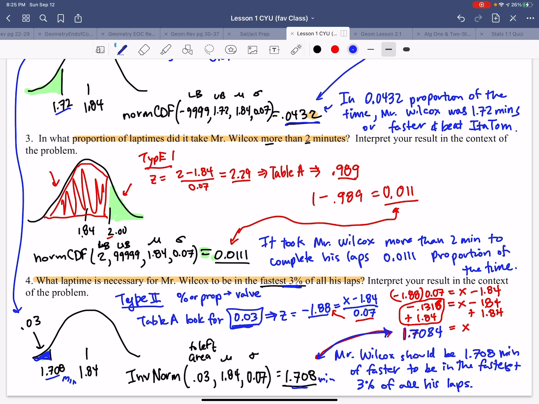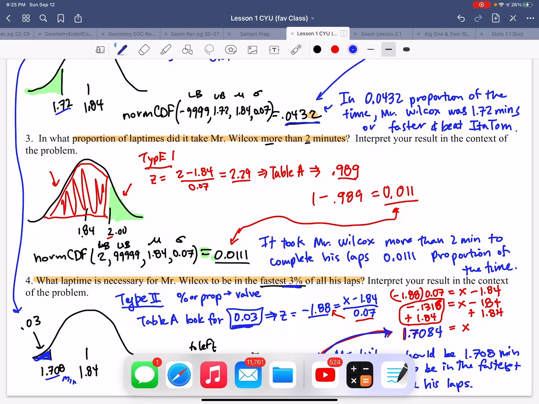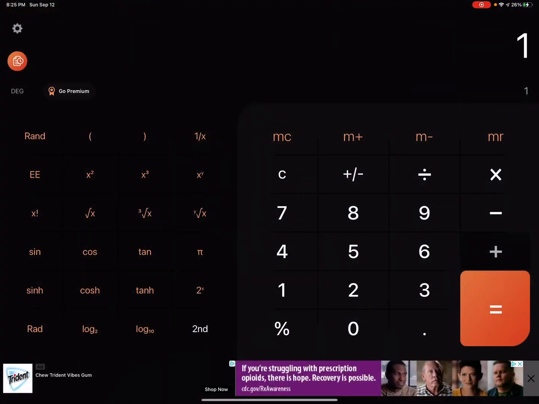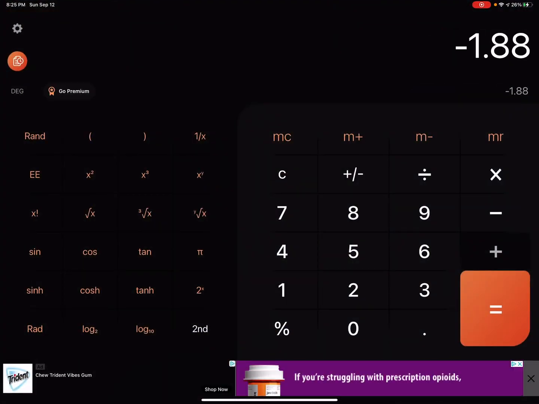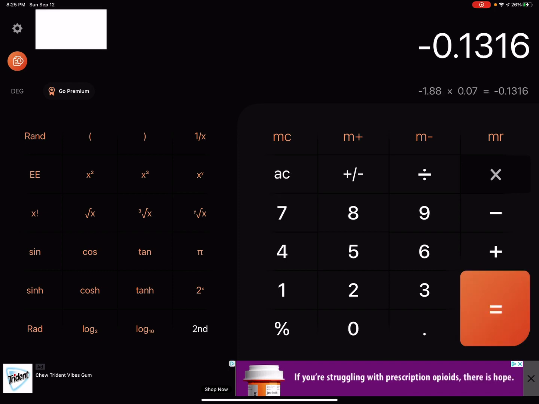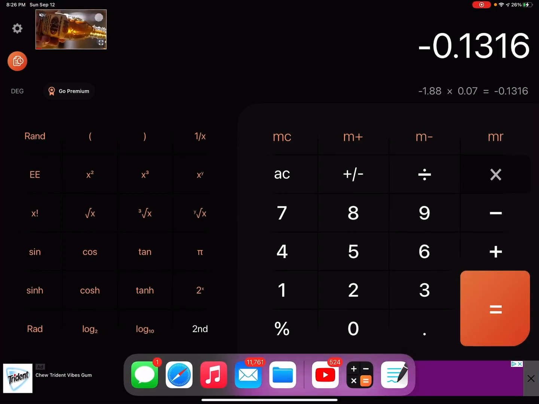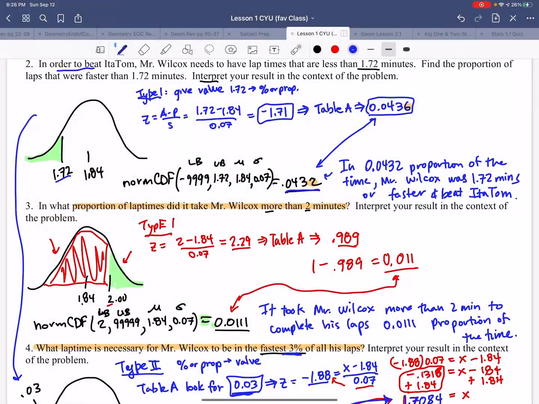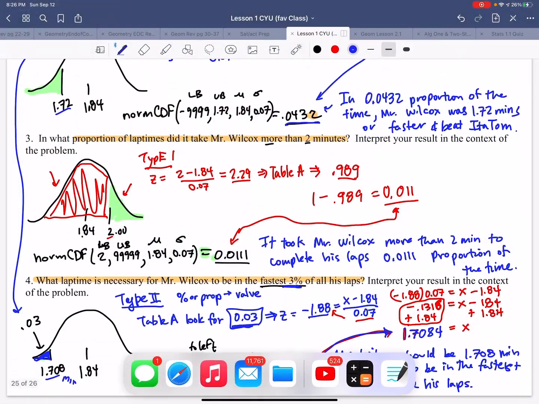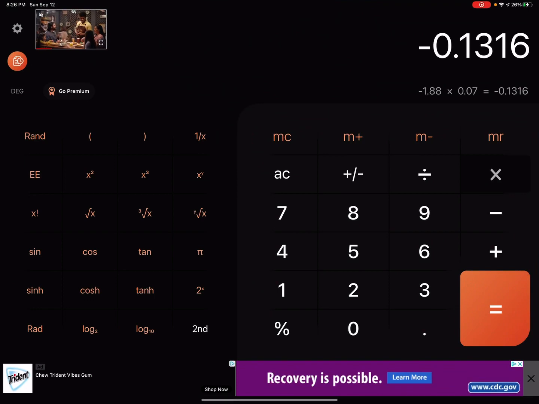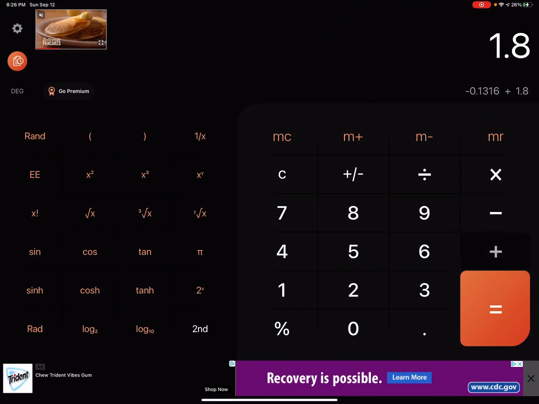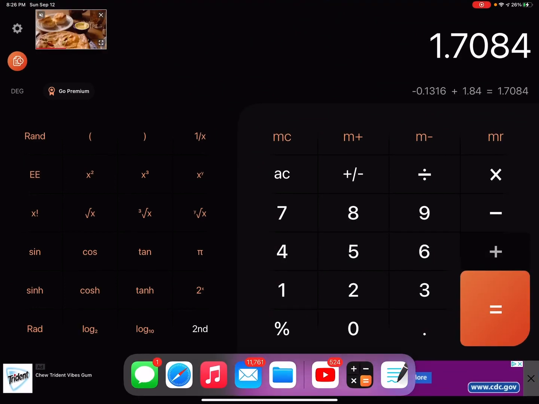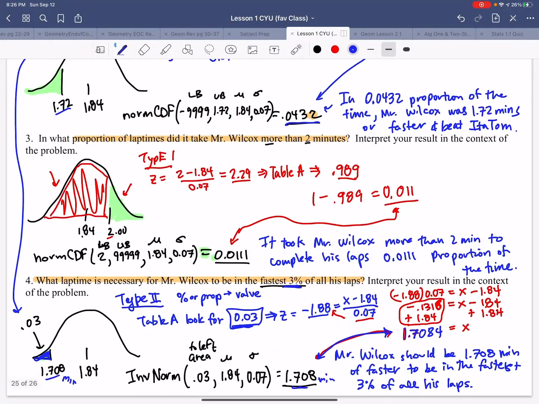Yeah, so there must have been something weird in this calculation. 1.88 times 0.07, negative .1316. Plus 1.84. Yep, there's just me and my calculator wrong. Beautiful. I feel good.